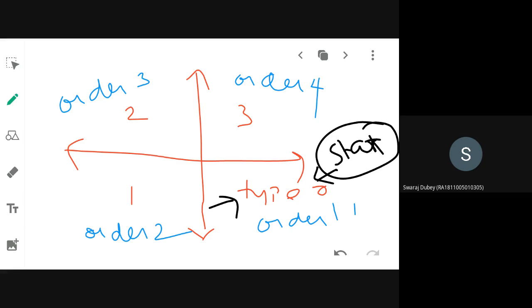Type or order will be giving you start. Ma'am, anti-clockwise will give me start. No. Type and order, you know how to identify from a given transfer function, isn't it? Yes, ma'am. So type will be giving you where the plot is starting. Okay. Order will give you where the plot is ending. Understood? Yes, ma'am.